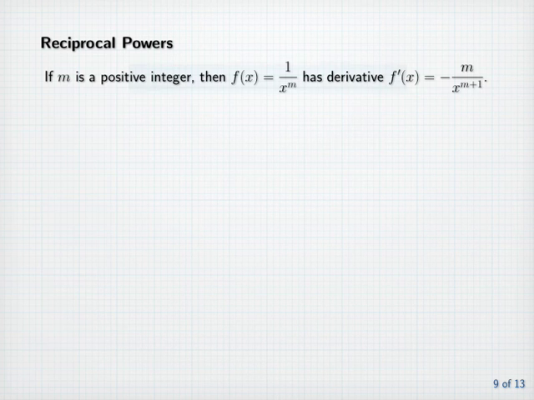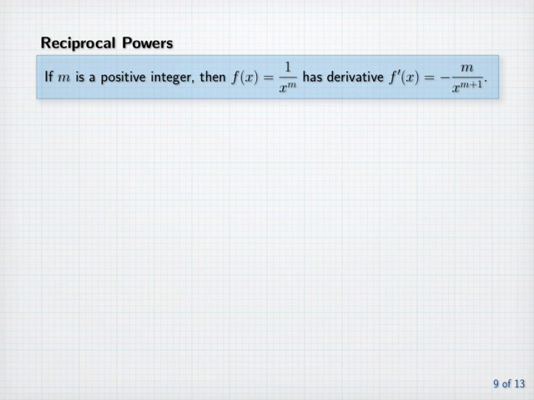Reciprocal powers. If m is a positive integer, then for f of x equals 1 over x to the m, the derivative f prime of x equals minus m divided by x to the m plus 1. Now let's see if we can see why this is true.